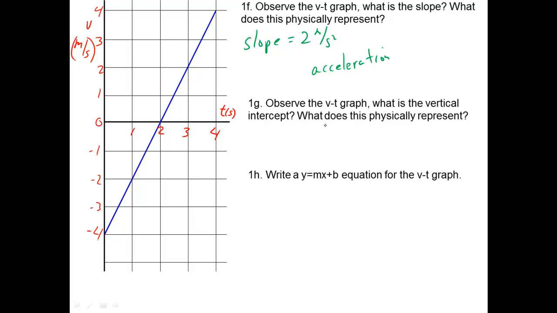1G asks, what's the vertical intercept? And the vertical intercept's right there, so where the line crosses the vertical axis. And that value is -4 meters per second. Okay, that's a vertical intercept, and that represents the initial velocity.